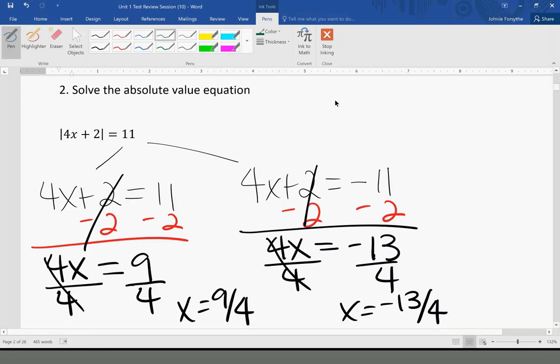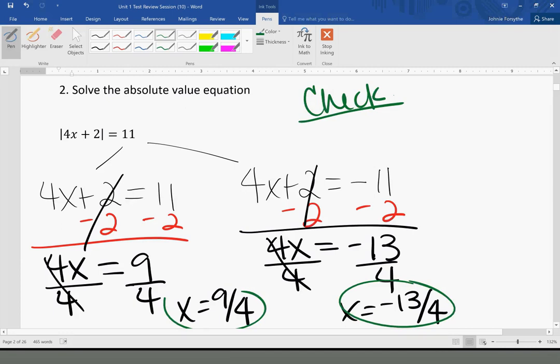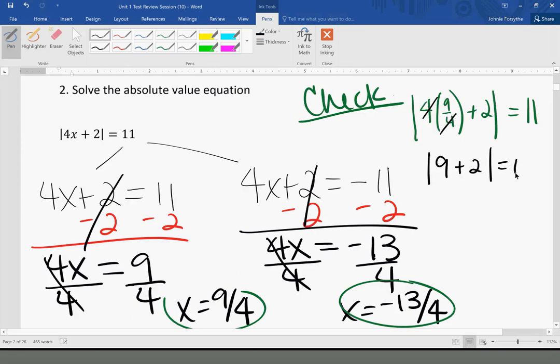Now you can always check your work for any equation by taking your solutions and plugging them into your equation. So if we have the absolute value of 4 times 9 over 4 plus 2 equals 11, the 4's will cancel, and so I have the absolute value of 9 plus 2 equals 11, and that's the absolute value of 11 equals 11. Okay, that works.